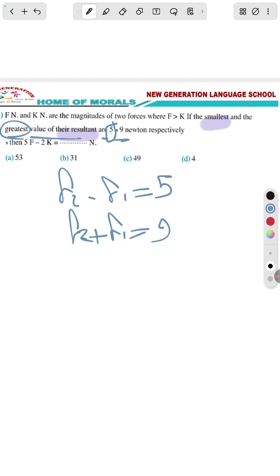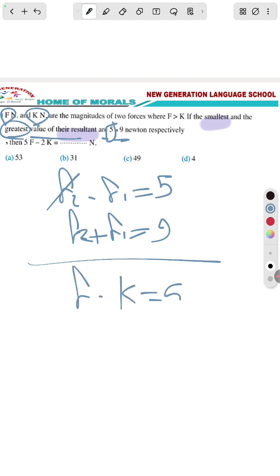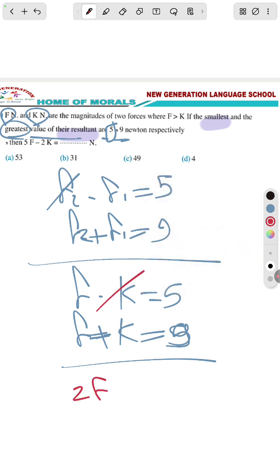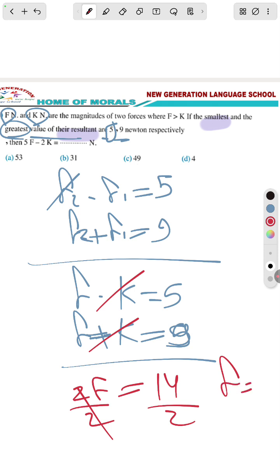So by adding the two equations, we can substitute F2 by F and F1 by K. So F minus K equals 5 and F plus K equals 9. By adding the two equations, F plus F, 2F, okay? And negative K plus K cancel each other. So 5 plus 9 equals 14, by dividing by 2 here and here, F equals 14 over 2 equals 7. So I have F equals 7.